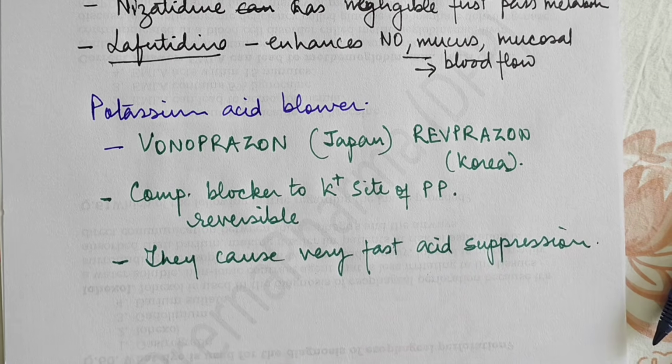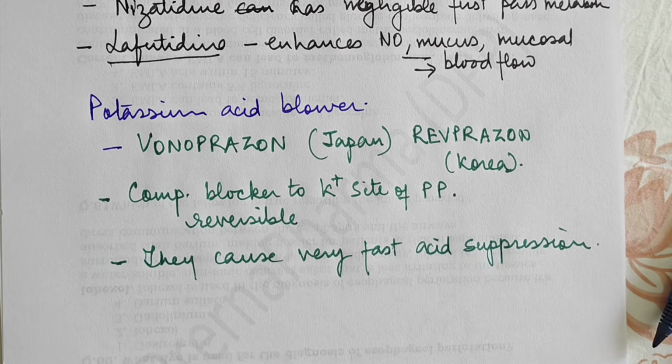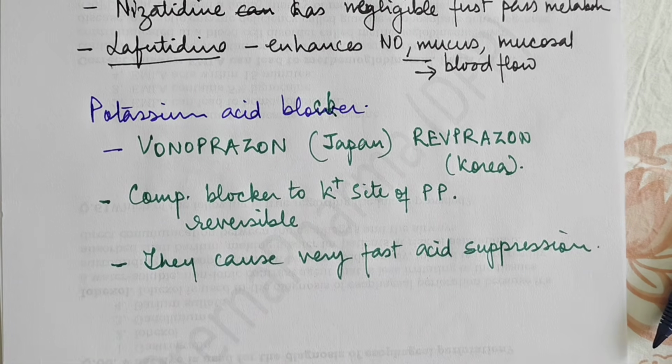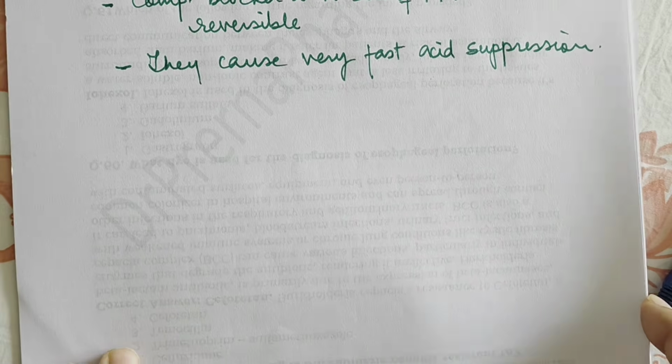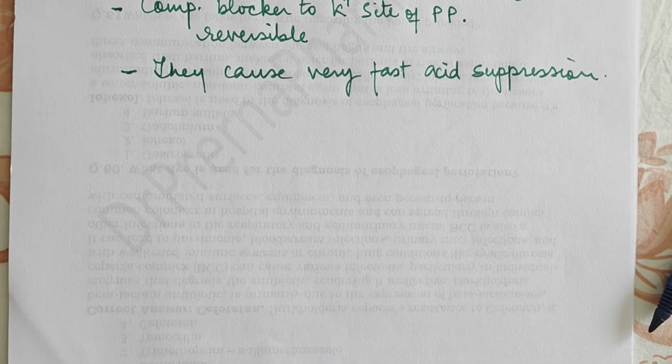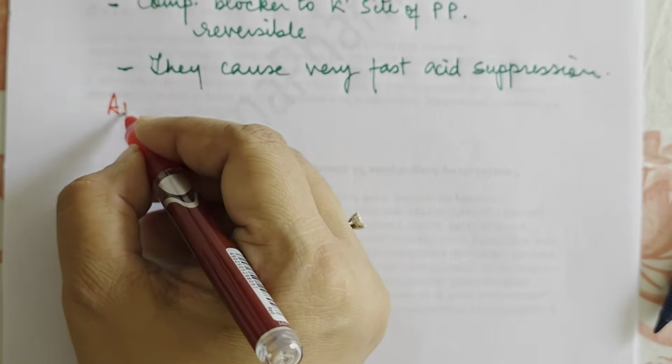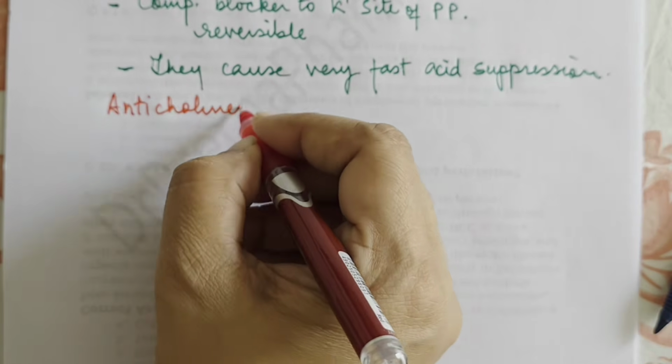Okay, so this is a very specific, new class of drugs, potassium acid blockers. Vonoprazan and revaprazan. So these drugs are competitive blockers at the potassium site. And I don't understand, a lot of drugs I've seen are approved in Japan and Korea. Do they eat very spicy food, so that there is more acidity in Japan, and that is why they're inventing new drugs? Anyways, the next category of drugs that we have to discuss is anticholinergics.